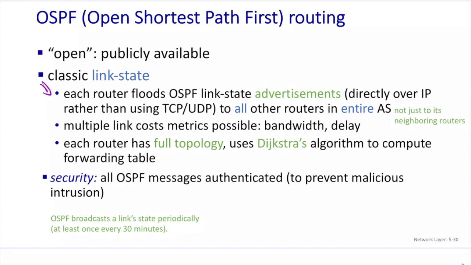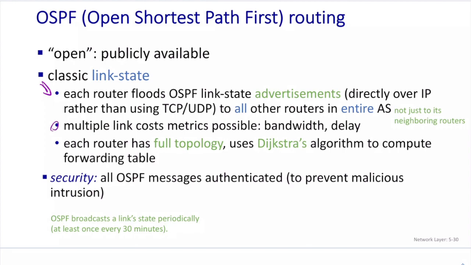As we mentioned before, for Dijkstra's algorithm, the link state routing algorithm, all the nodes in the topology should get all the information, right? So each router floods OSPF link state advertisements directly over IP to all the other nodes in the entire AS. That is aligned with Dijkstra's design. Everyone in the AS should know all the information of all the other routers in the same AS. The information is broadcast, flooded, using the IP protocol. It's not UDP, not TCP. It is simply information attached at the end of the IP header. So all the other nodes should get this information, not only neighbors.